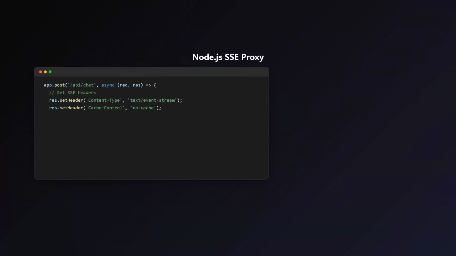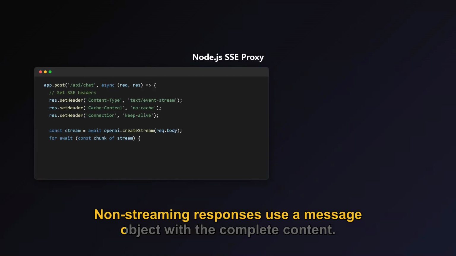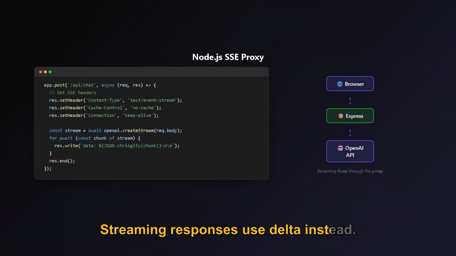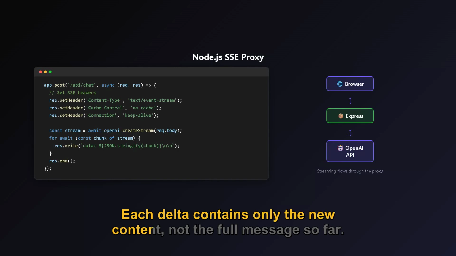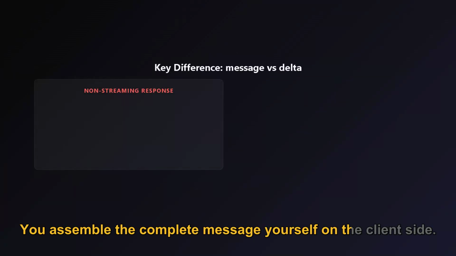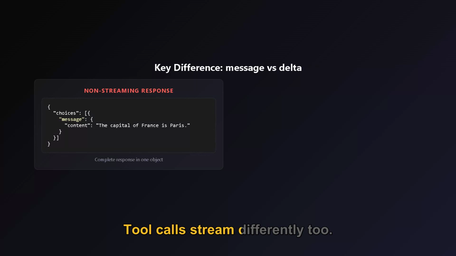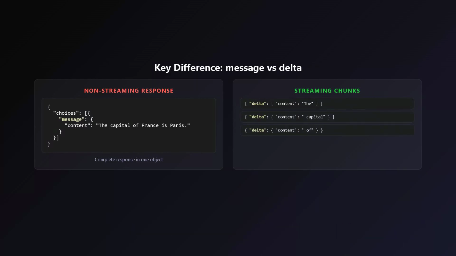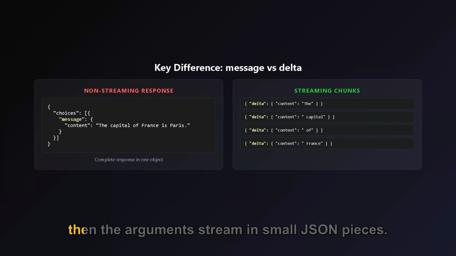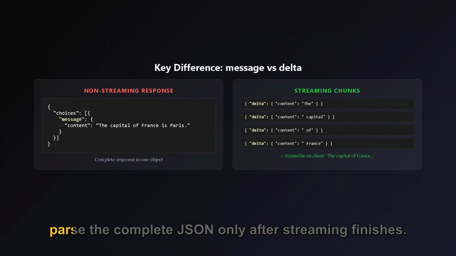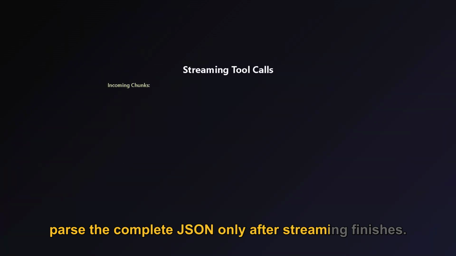Here's a key difference. Non-streaming responses use a message object with the complete content. Streaming responses use delta instead. Each delta contains only the new content, not the full message so far. You assemble the complete message yourself on the client side. Tool calls stream differently too. Instead of content tokens, you get function call fragments. The function name arrives first, then the arguments stream in small JSON pieces. You need to accumulate all the argument fragments and parse the complete JSON only after streaming finishes.